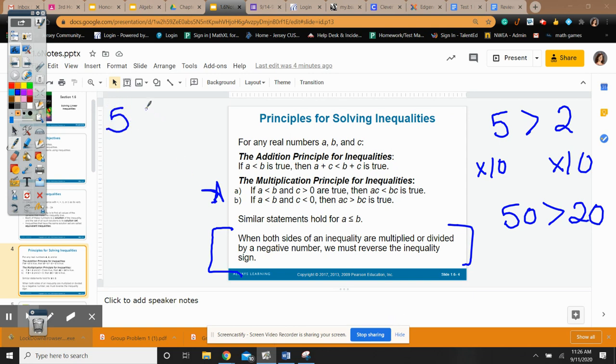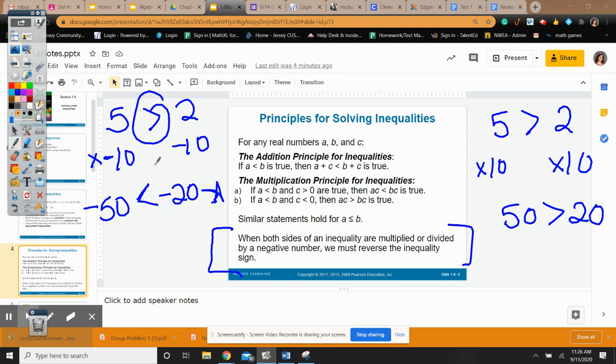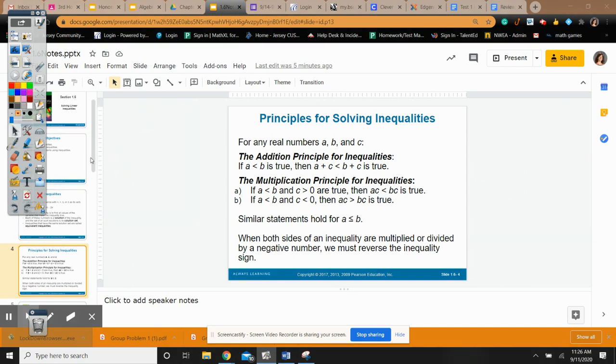But if you take 5 is greater than 2 and you multiply it by -10, you're going to get -50 and -20. -50 is further to the left than -20 on a number line. So instead of a greater than sign, when you multiply by a negative, you have to flip the inequality so that it's pointing the opposite direction. That's the number one mistake kids make with inequalities, but other than that, they do pretty well.